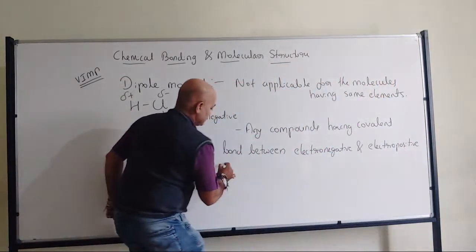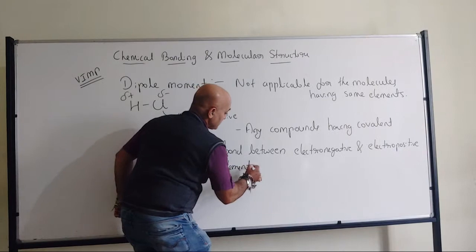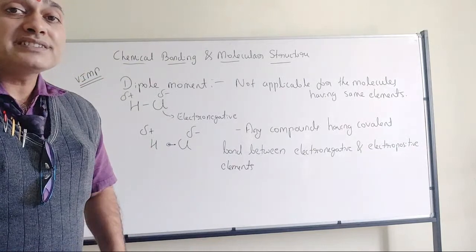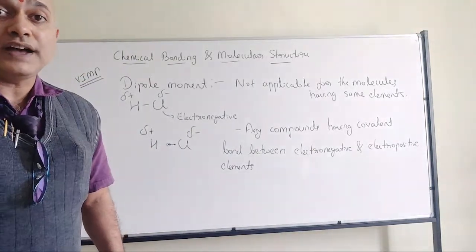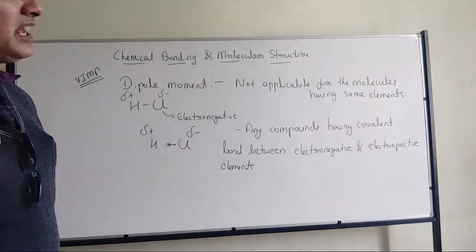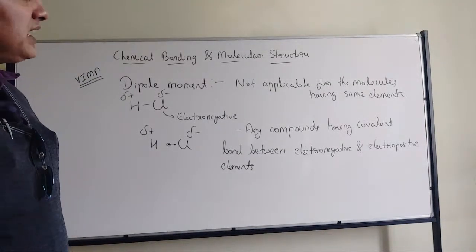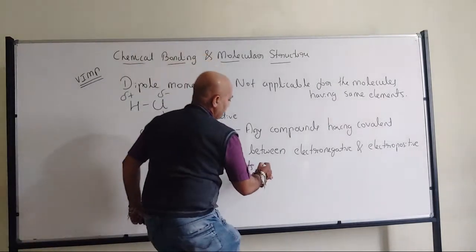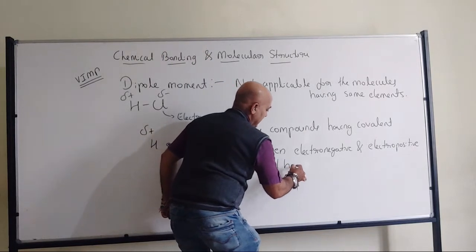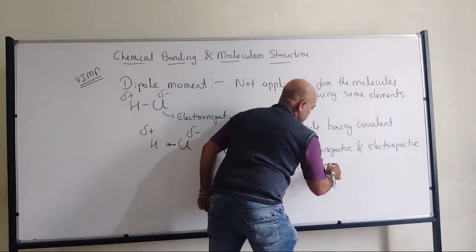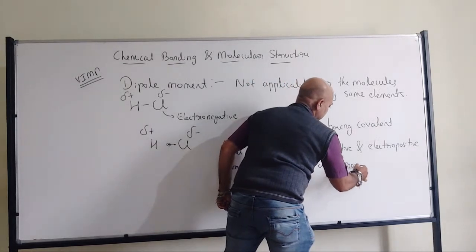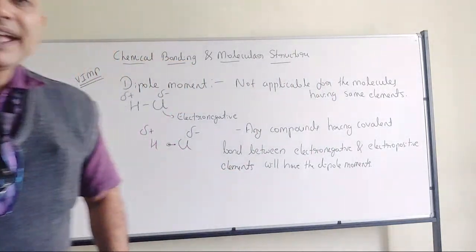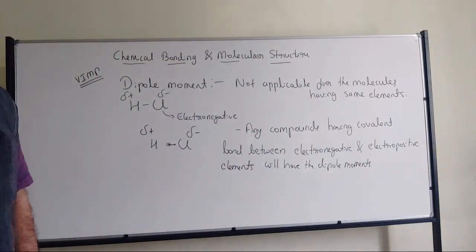Electropositive elements. We can tell like this, or which differs in their electronegativity. That is also fine. I am not mentioning highly electronegative, highly electropositive. I am just mentioning electronegative and electropositive elements will have the dipole moment. All of you have understood? So that's where we have the dipole moment, where it can be observed.